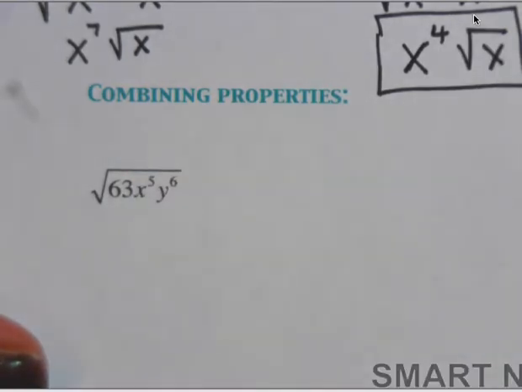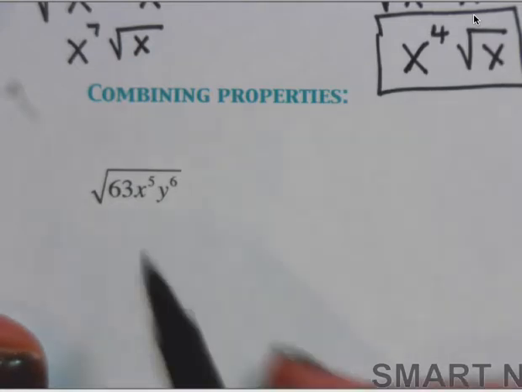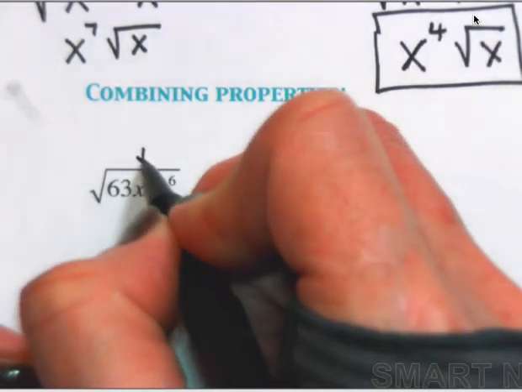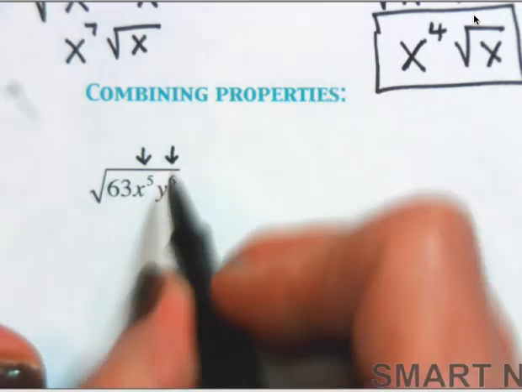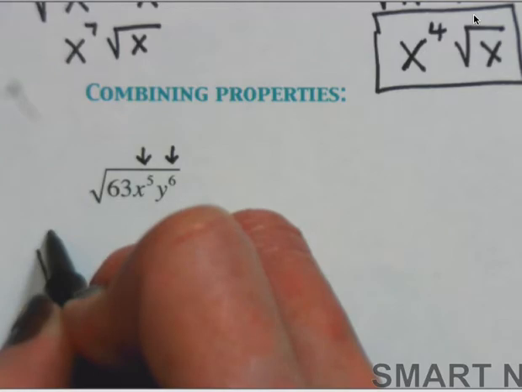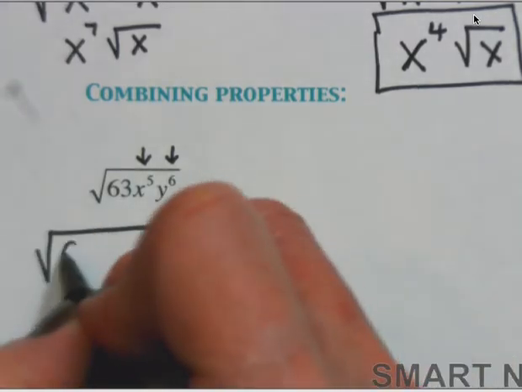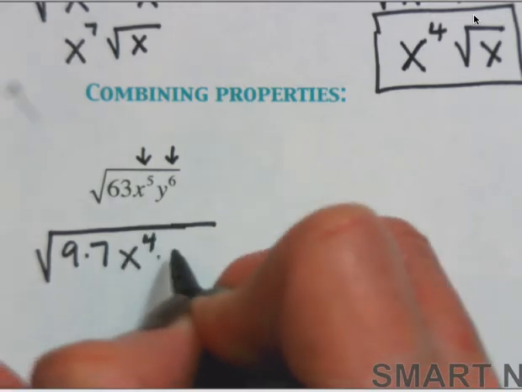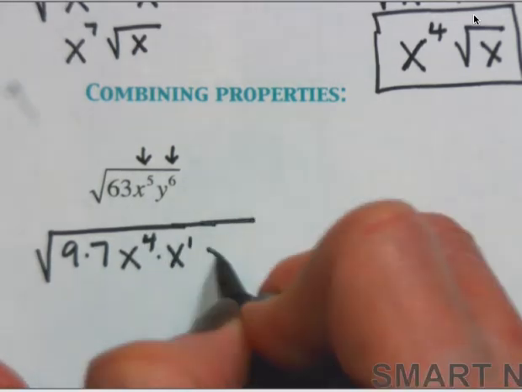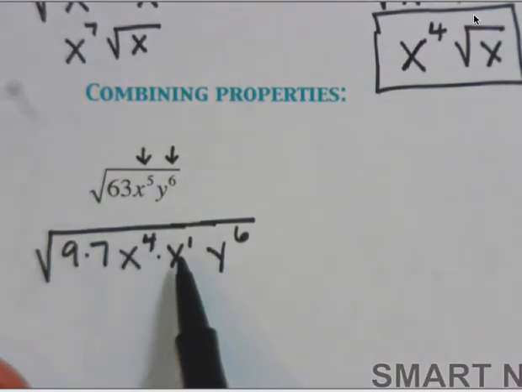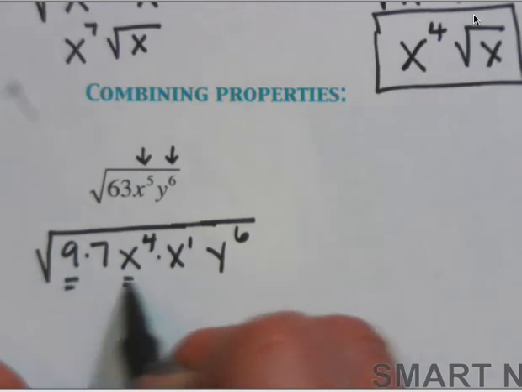And here I've got radical 63, x to the 5th and y to the 6th. So x to the 5th is a non-perfect square. However, y raised to the power of 6 is a perfect square. So breaking this out on the inside, 63 is 9 times 7. x to the 5th is x to the 4th times x to the 1st. And then y to the power of 6 is my perfect square because it's an even number. So here are my perfect squares.